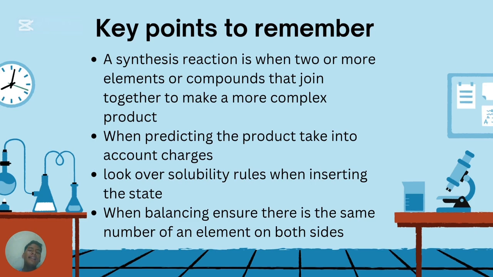Now, when balancing, ensure that the same number of each element is on both sides. So if there's 2 nitrogen on the right side, there has to be 2 nitrogen on the left side. Now, thank you for listening to this presentation.